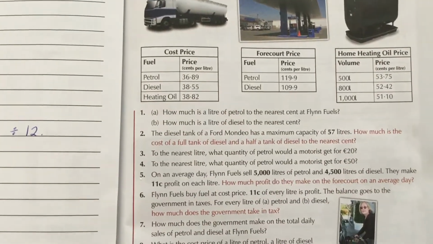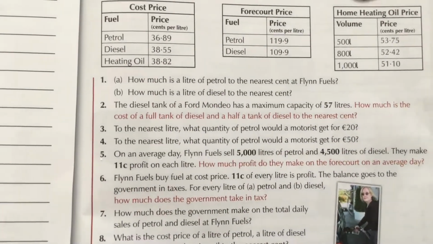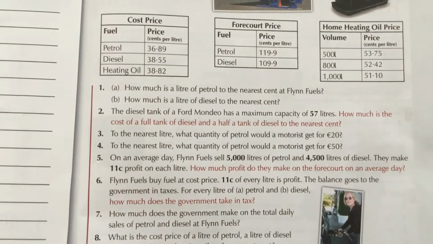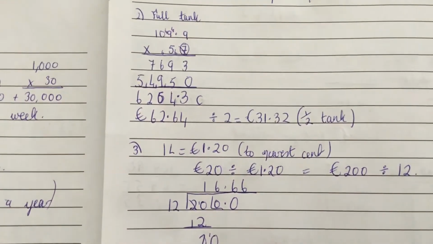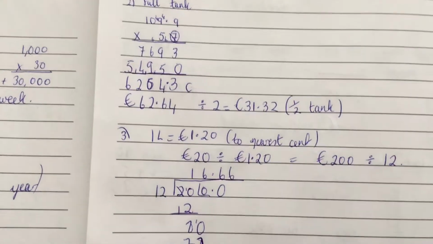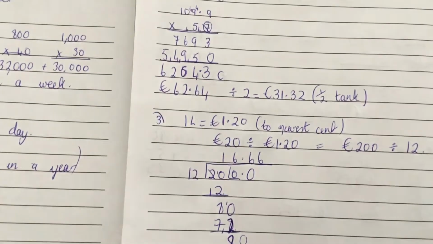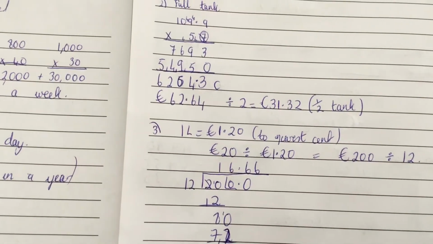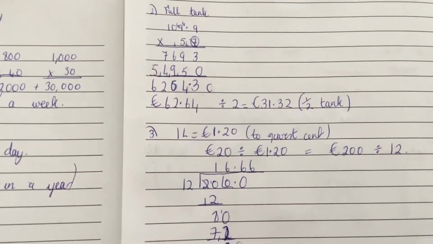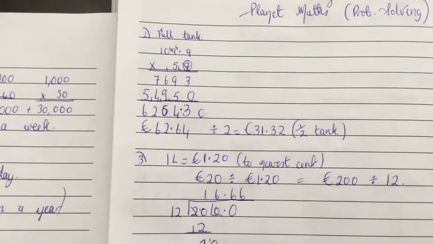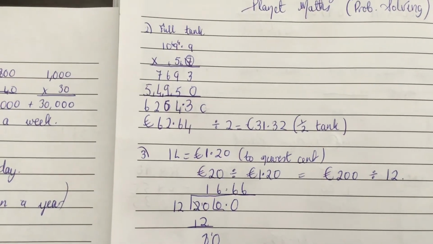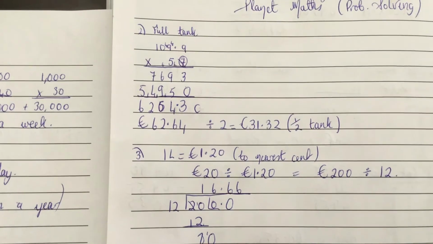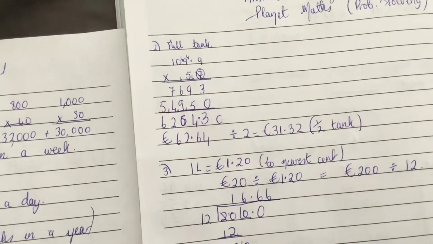And in 2 we have the diesel tank of a Ford Mondeo has a maximum capacity of 57 litres. How much is the cost of a full tank of diesel and a half tank of diesel to the nearest cent? So what I did, guys, was I multiplied 109.9 cent by 57, because that was how much diesel was at the price in the forecourt per litre, and I got 6,264.3. Now that's cent.